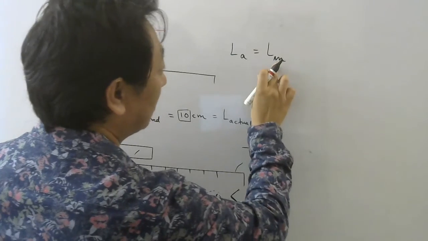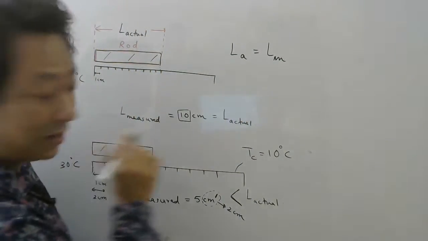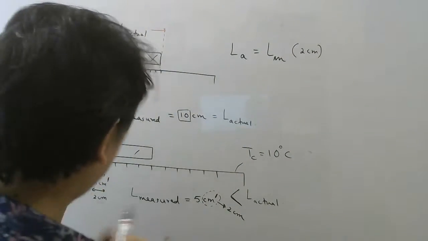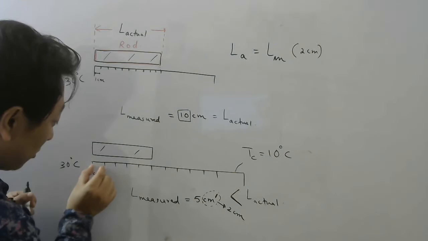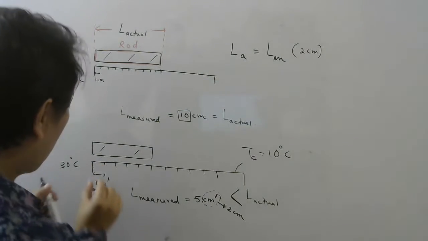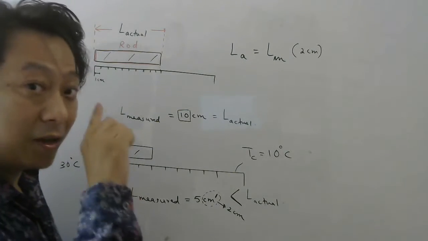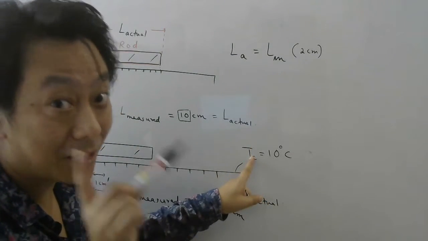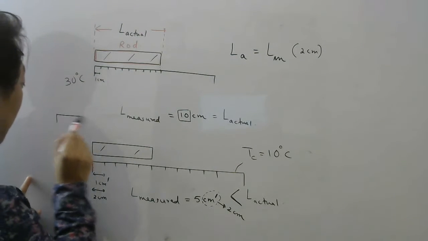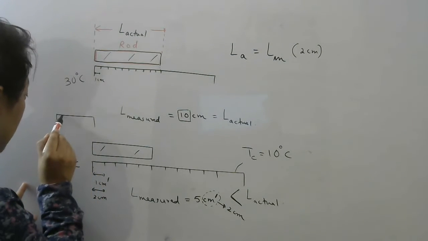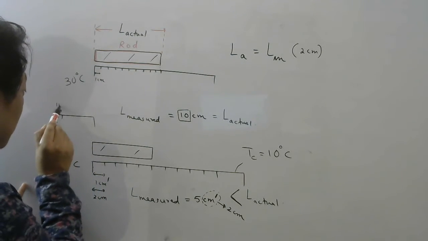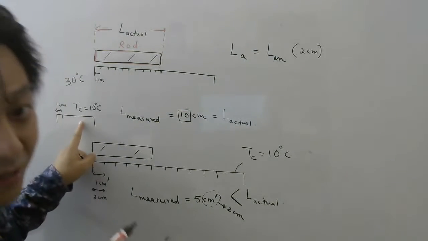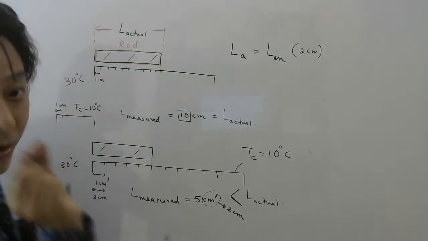So this is your measured length 5, this is your actual length 10, and we just need to multiply with 2 centimeter. But 2 centimeter, remember, is the length of this part, right? Now, what was the length of this part actually at 10 degrees Celsius? Remember, 10 degrees Celsius is the calibration temperature. So at 10 degrees Celsius, this scale was showing the actual 1 centimeter. Yes or no? So when the temperature was 10 degrees Celsius, the scale was showing the true 1 centimeter.